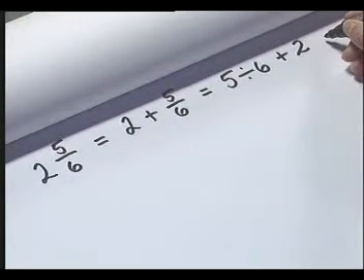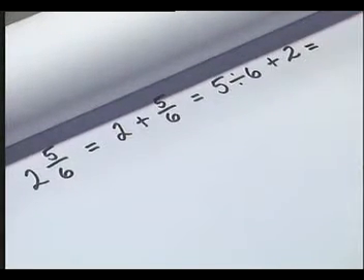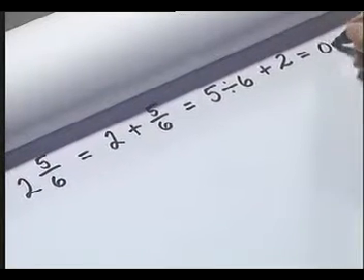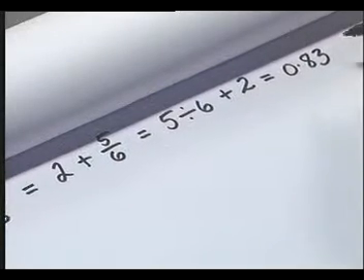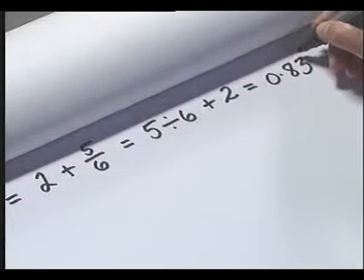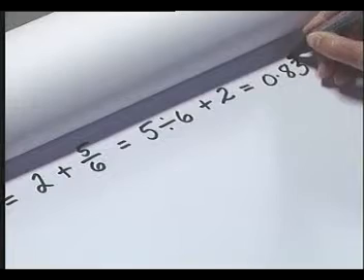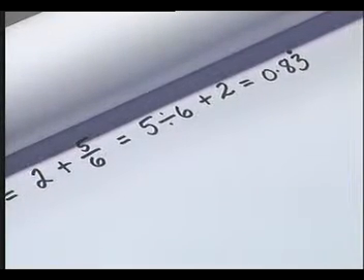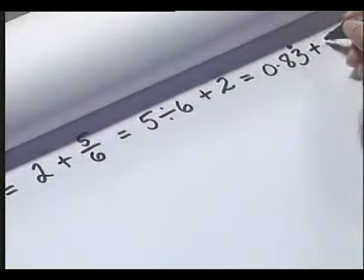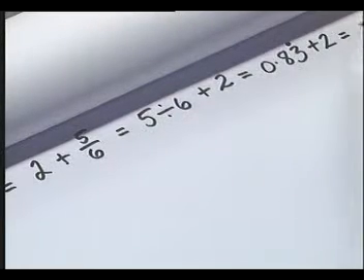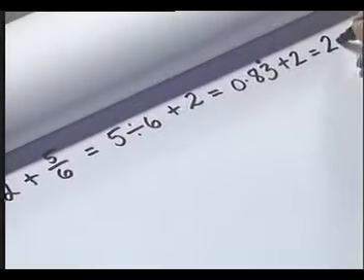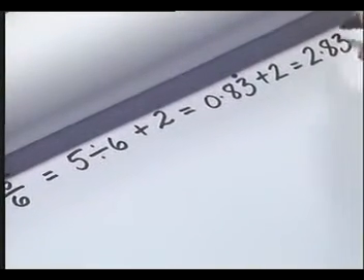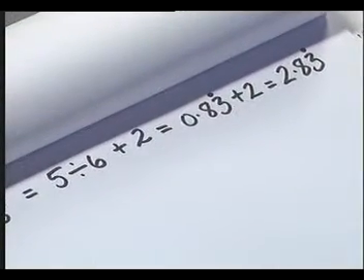5 divided by 6 is actually 0.83333333, and the 3 keeps recurring. So we're going to write it with our dot over the 3 plus the 2. So 2 and 5/6 written as a decimal is 2.83 with the 3 recurring.